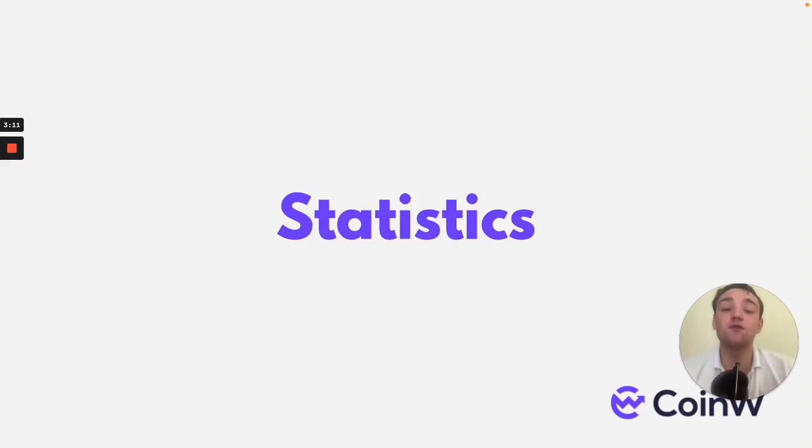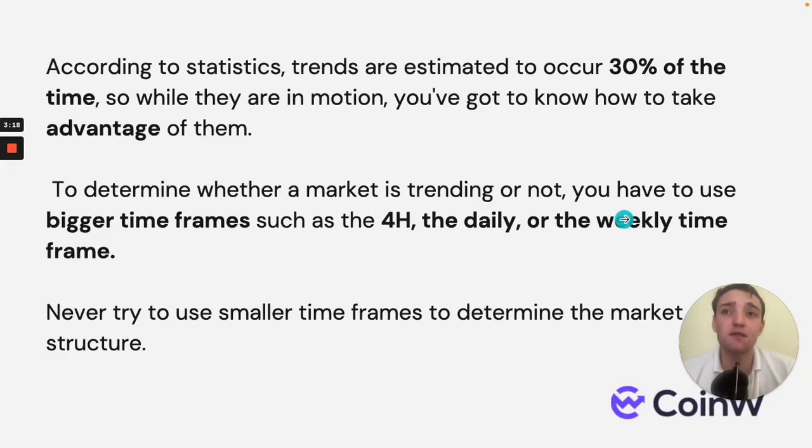I'm going to go over a few stats just to help you understand how often these occur and what time frames you should be looking at. About 30% of the time, the market will occur with these higher highs and higher lows, and trends in general. So you have to know when to take advantage of them.